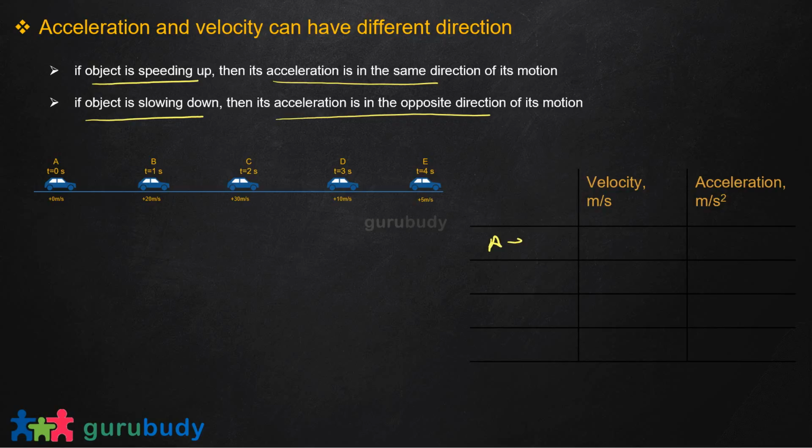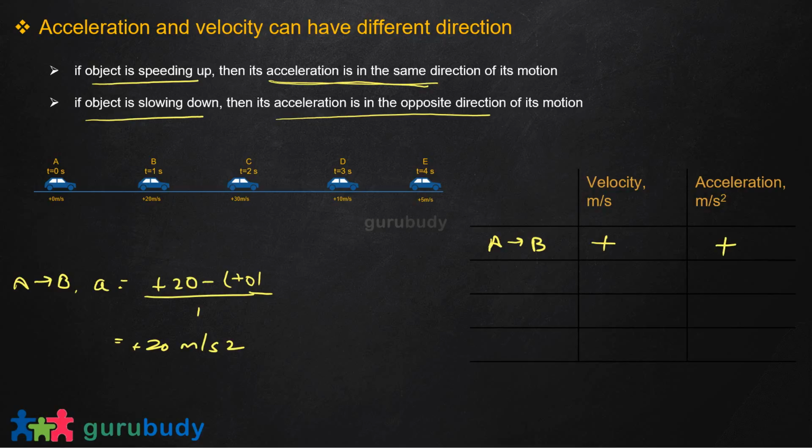So in between A to B, your velocity is positive because it's going in the same direction. As you can see, the velocity of the object is going up, right? It's going from 0 to 20, so the object is speeding up. Then based on this statement, the acceleration should be in the same direction, and you can calculate it. A to B, acceleration is plus 20, which is the final velocity, minus initial velocity, which is plus 0, and then change in time is 1, so it's going to be 20 in the positive direction, meter per second square. So acceleration is in positive direction.